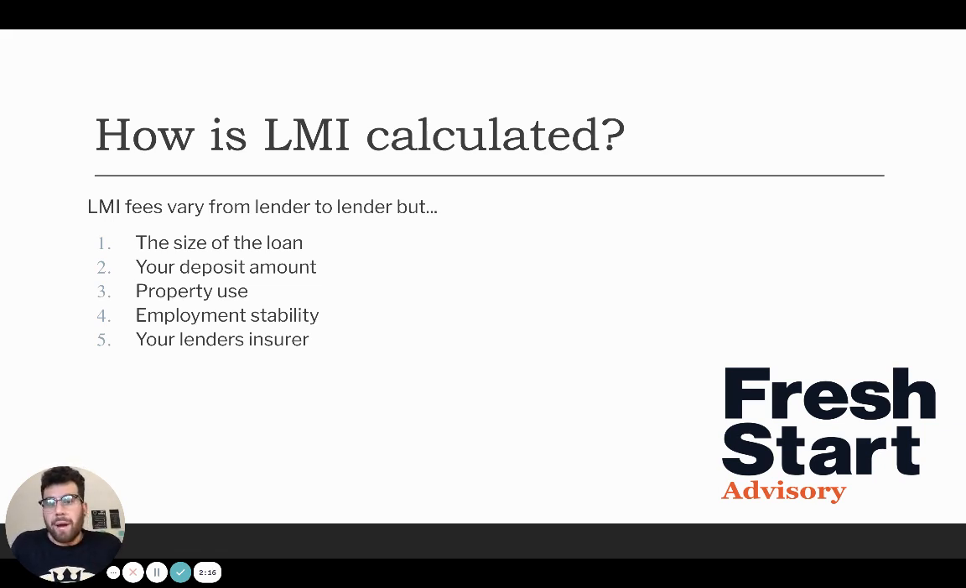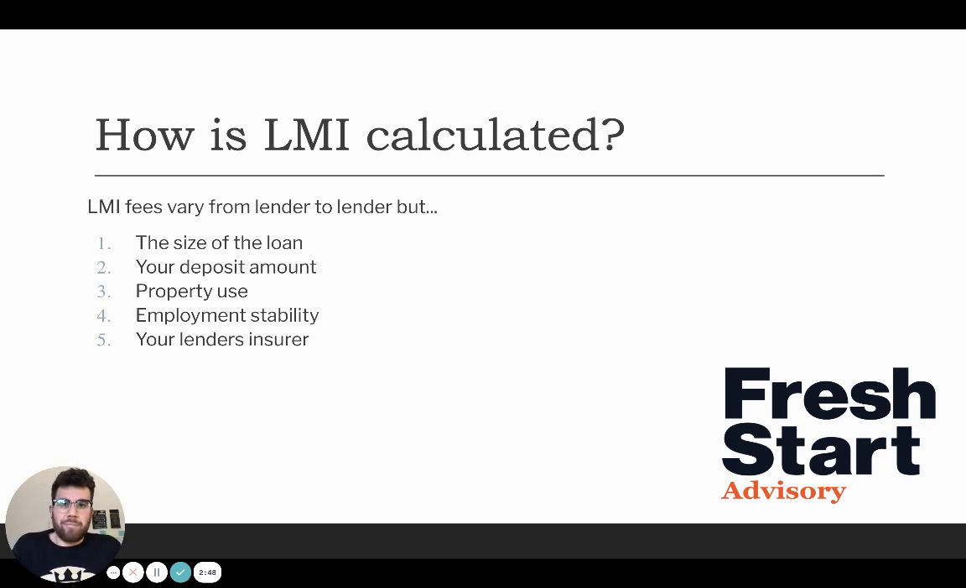Okay, your deposit amount. Like I said before, if you've got a 10% deposit, they calculate an LMI fee off the 10% deposit. If you've got a 15% deposit, they calculate that off a 15% deposit. So it depends on the size of your deposit. Property use: is it a family home or an investment property? The fees are going to be a lot different. So that's something to take into consideration, and have a look at what certain lenders' policies are for family homes or investment properties. Some might be cheaper, some might be more expensive.